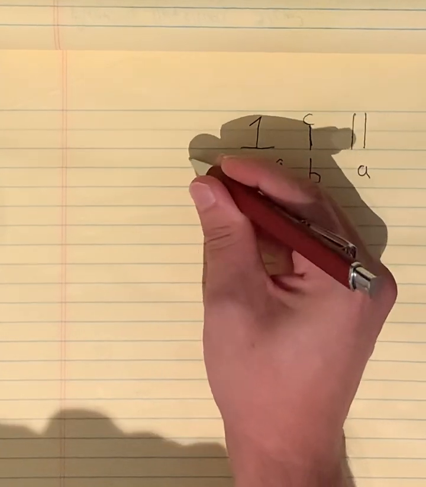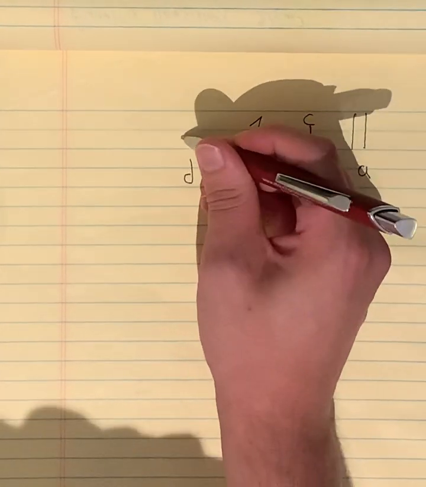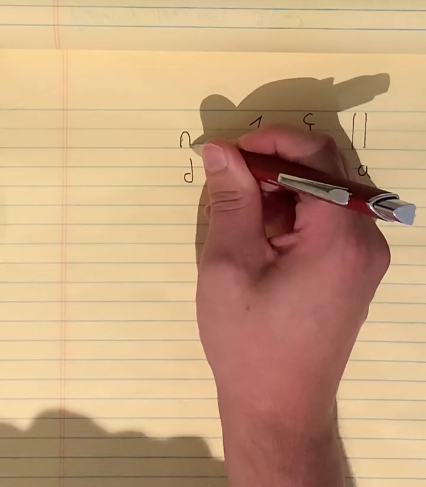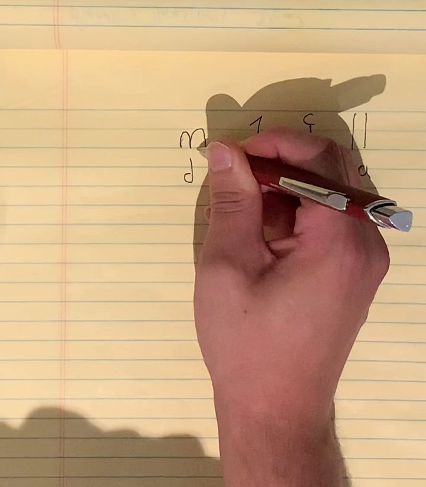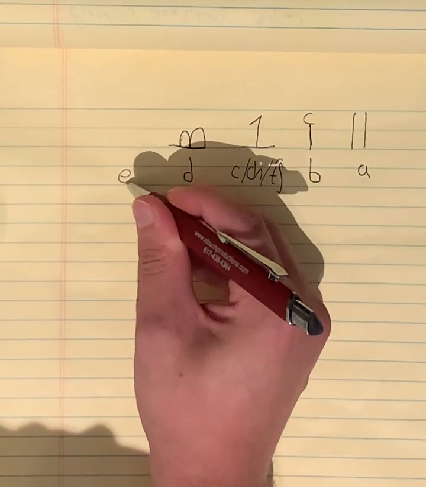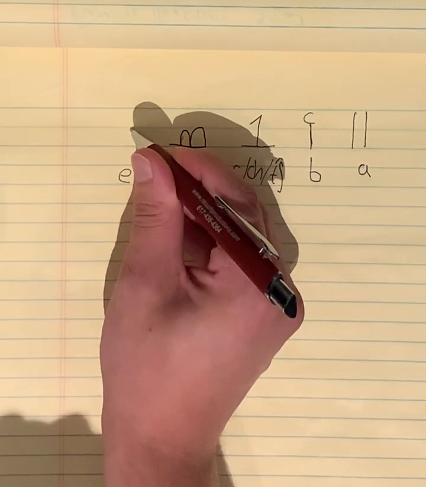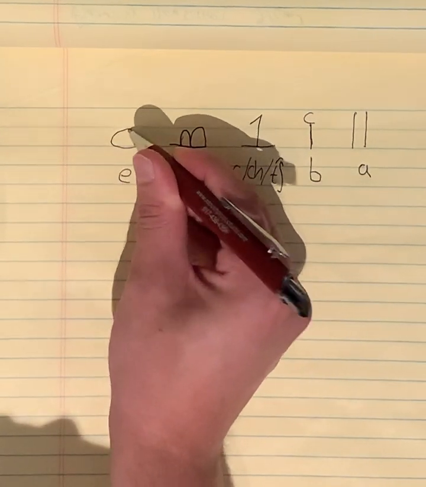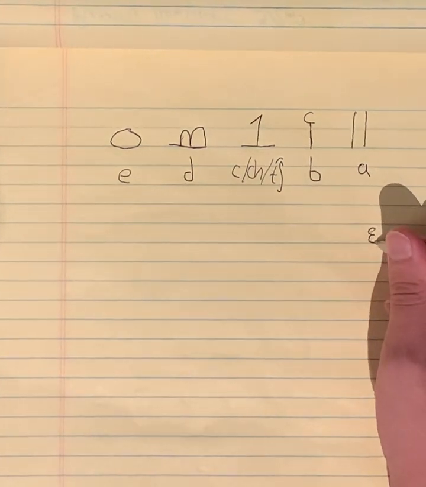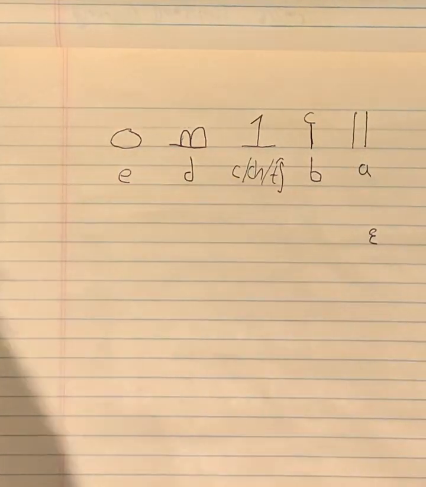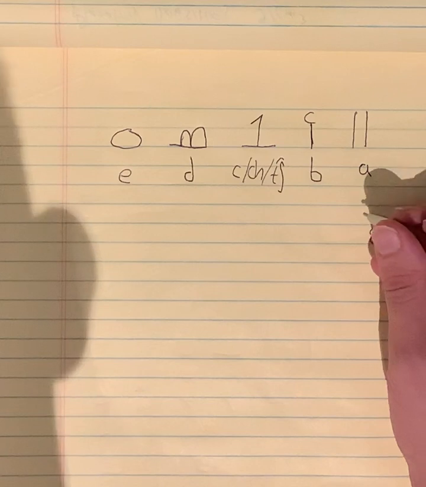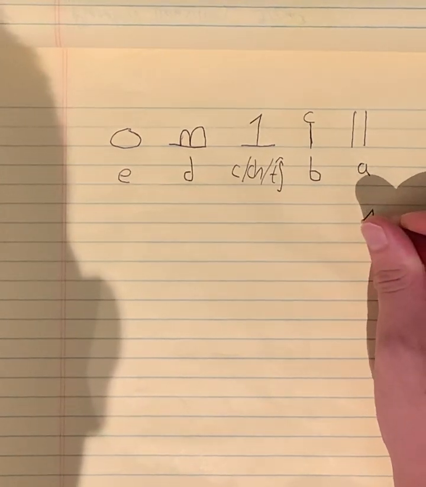Next we have duh. This one's kind of like you make a single little hill and then you make a bigger one and then you bring the line to connect it. Next is A, which is basically just a little oval. Next we have eh. It's kind of a shorter sound than the A, it's eh. And it's just a little carrot shape.